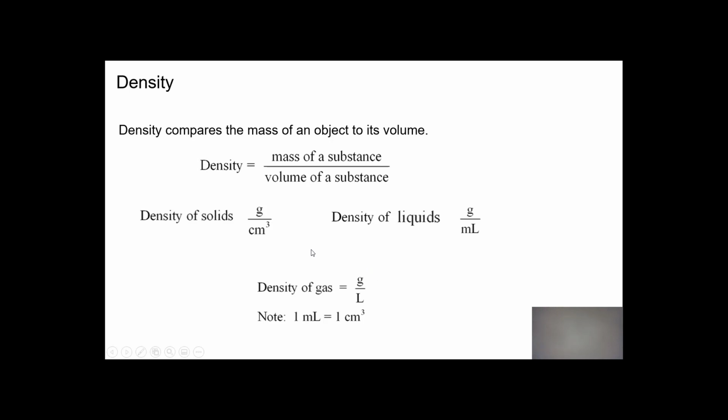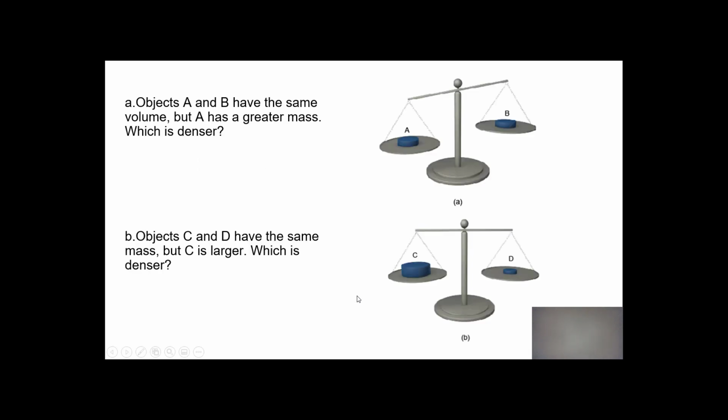They are equal to each other. Density of gas is usually grams over liters, and we'll cover that later in another chapter. So to give an idea, let's go through these exercises to help you understand density. Objects A and B have the same volume, but A has a greater mass. So which is denser? This goes back to the styrofoam and the brick.